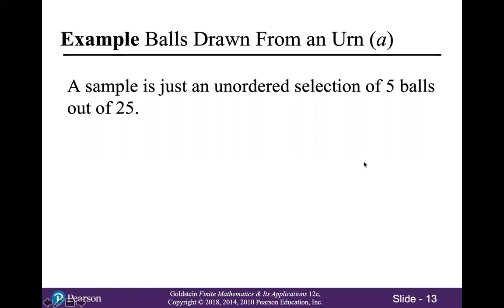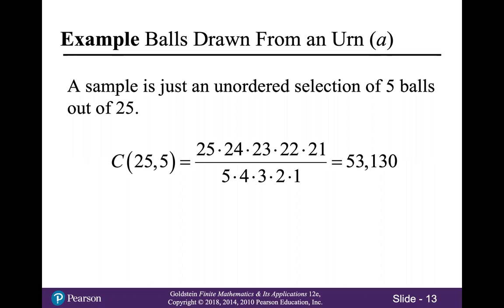All right, so for letter A, a sample is just an unordered selection of 5 balls out of 25. So the number of ways to make that selection is 25 choose 5, which comes out to 53,130. So remember, just like in the flipping a coin 10 times problem, this is going to be the cap on all of the other answers in this problem, right?